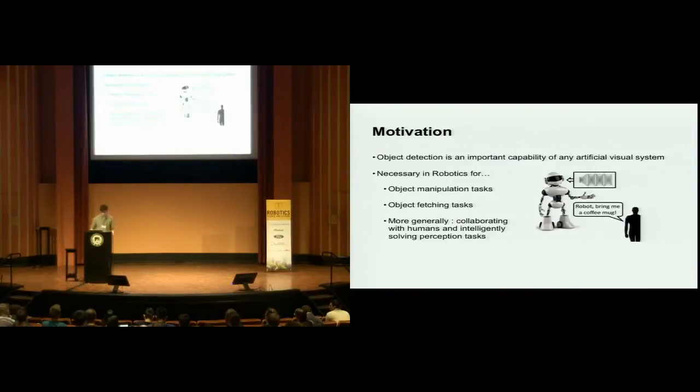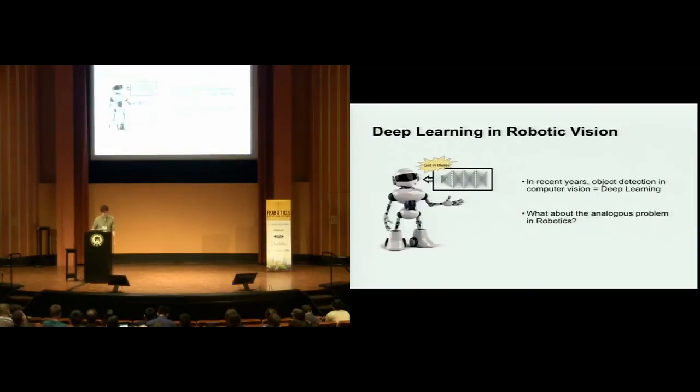In this work, as I mentioned, we're interested in tackling the object detection problem in robotics. I could motivate that a little bit more, but since this is quick, I'm just going to blow through that and assume you care about object detection. In recent years, we've seen object detection make a lot of progress because of deep learning from learning features from large data sets. And we're curious about the analogous problem in robotics.